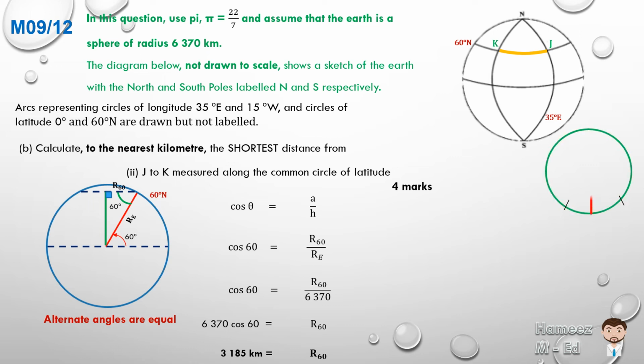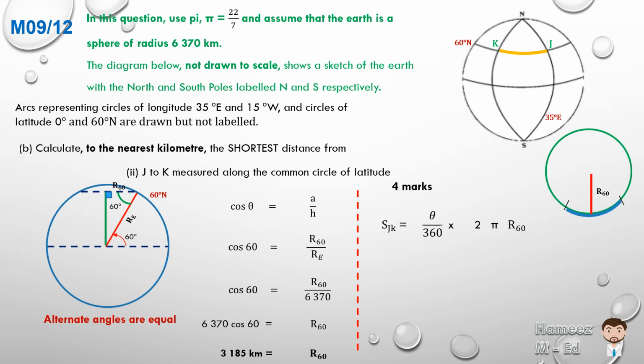Now that we know that, can we now look at that circle from above? And if we recognize that 60-degree north circle, the Arctic circle, then what we're doing when we're finding distance from J to K is we're finding the length of an arc. And the formula for length of an arc will be a fraction of the circumference of a circle. So it will be theta over 360 multiplied by 2 pi r, r being the radius of 60.